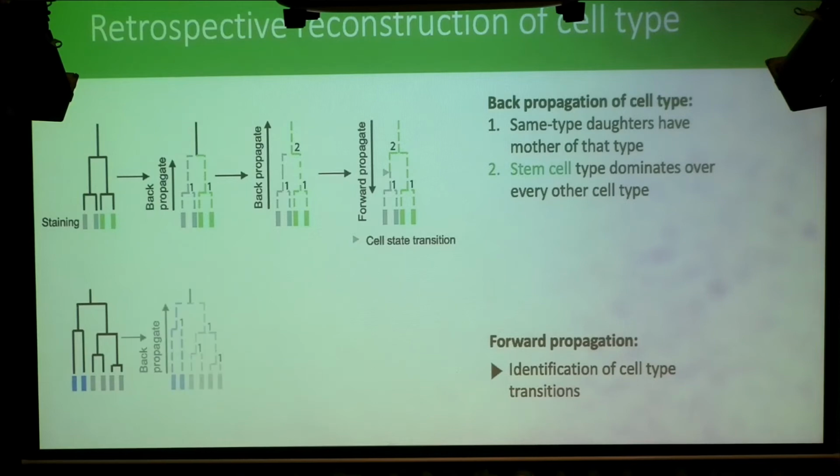We also often encounter lineages like this, where you don't have any stem cells, but you have here, for instance, 2 differentiated enterocytes and unlabeled cells.